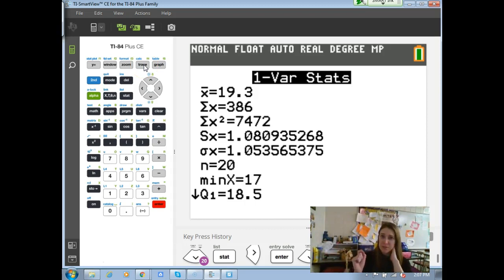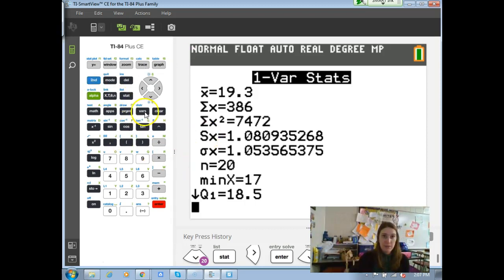So I'm going to jot down that the mean is 19.3. Let's jot that on my paper as well. And then the standard deviation, we'll go ahead and use the sigma one, even though it's not technically a population, but that's okay. 1.05 is a good answer.